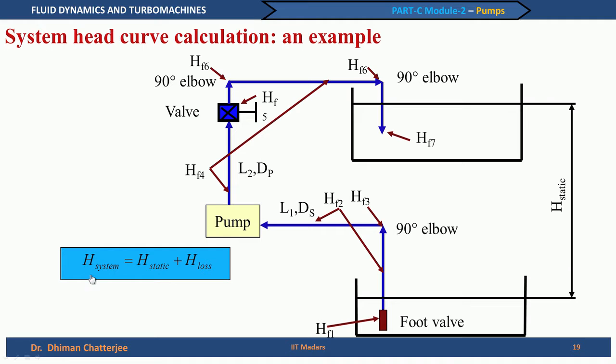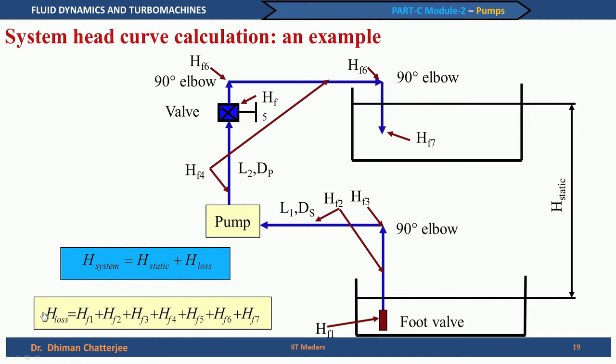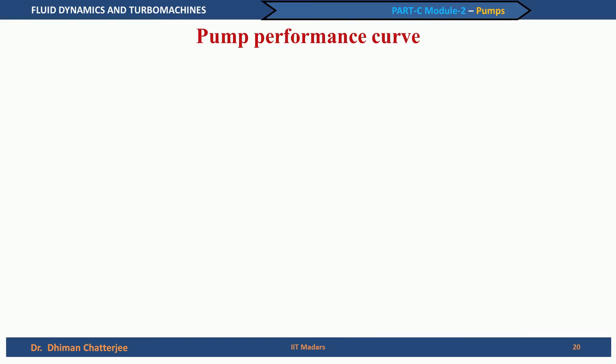So, we can say that H system is H static plus H loss, and we can also say that H loss has different components. In this case, I have just taken 7 of them, but you have to work it out for your system.